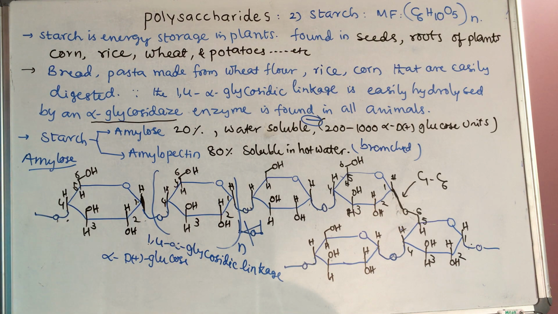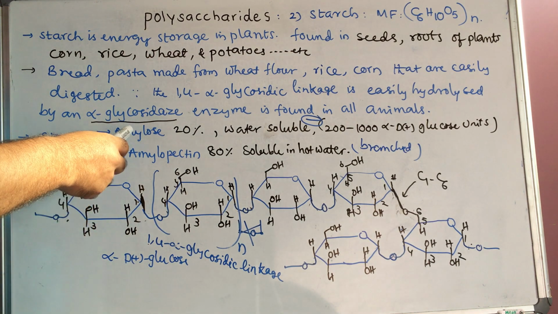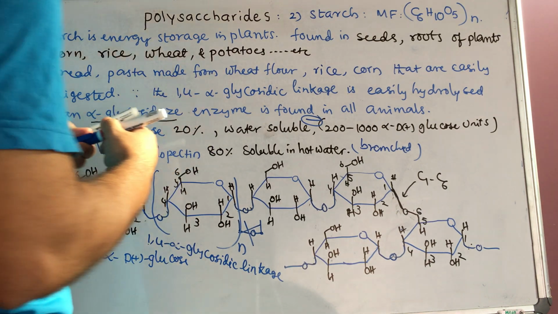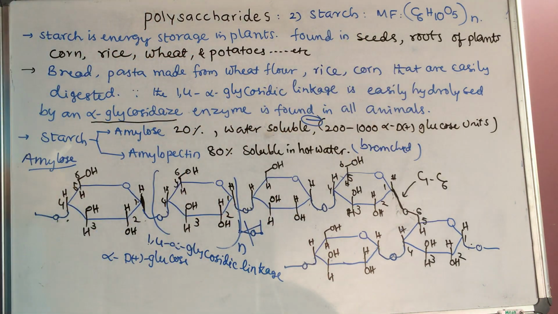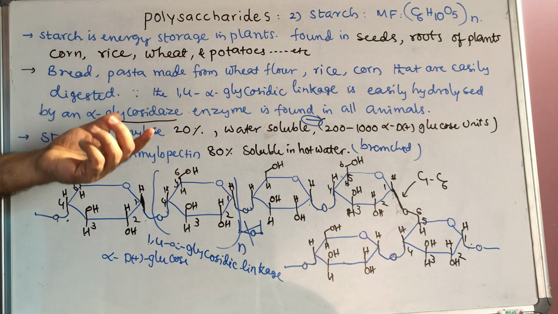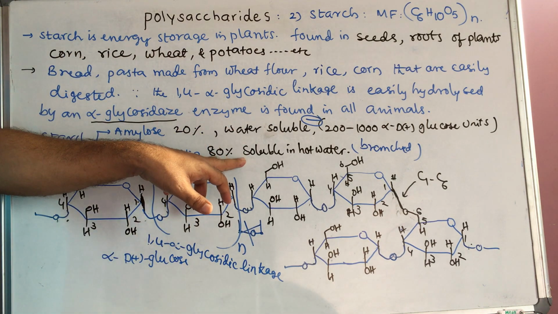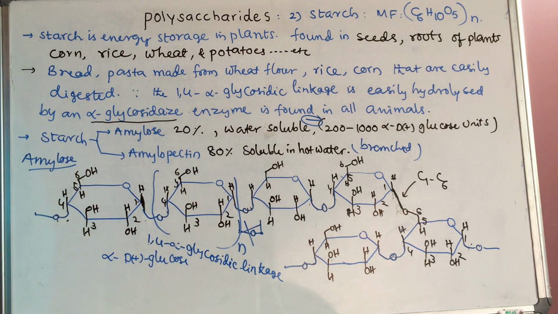Now a very important question: is amylose soluble in water? Reason: it has a helical structure and all hydroxy groups are bonded with the water by hydrogen bonds. That's why it is soluble, due to the helical structure. It also forms a helical structure, that's why it is soluble in hot water. Due to the branched chain, amylopectin is less soluble.